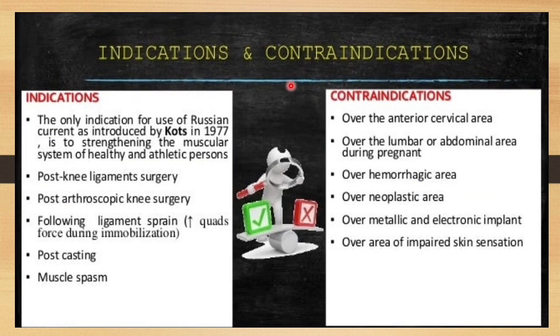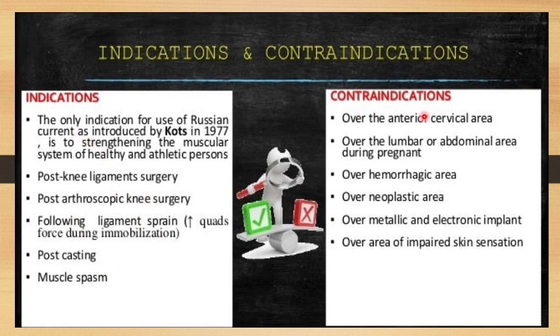And coming to the indications and contraindications, the only indication for the use of Russian current, introduced by Yakov Kots in 1977, is to strengthen the muscular system of healthy and athletic persons. The main indication is improving muscle strength, and it can also be used after knee ligament surgery, after arthroscopic knee surgeries, following ligament sprain to improve quadriceps force during immobilization, and after casting, and for reducing muscle spasm, we can use this type of Russian current generators.